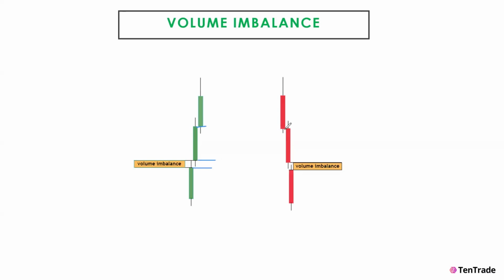If you look at the body of this candle, after this candle closed here, the body of the next candle is actually connected to the body of the next candle. But looking at this one, the reverse, you see that the body of this candle is not connected. So we have this kind of connection. You know that there's a volume imbalance that exists there.